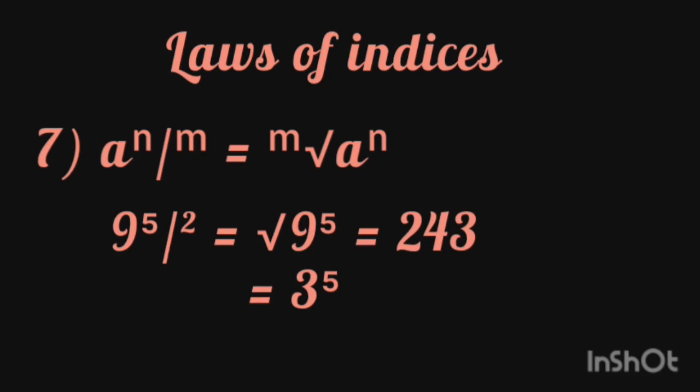For example, we have 9 raised to the power 5 all over 2. So we simply put the square root of 9 raised to the power 5. And the square root of 9 raised to the power 5 is 243. 243 is the same thing as 3 raised to the power 5. So 9 raised to the power 5 over 2 will give us 3 raised to the power 5.